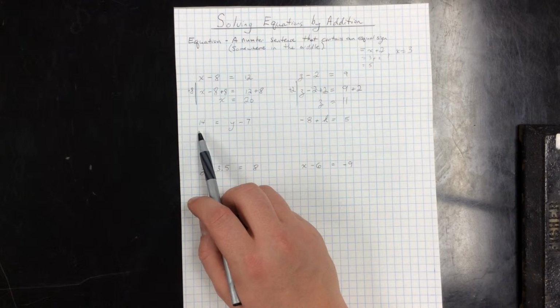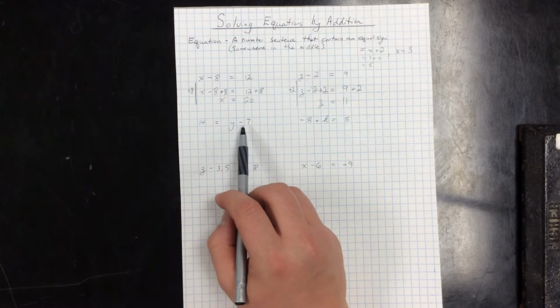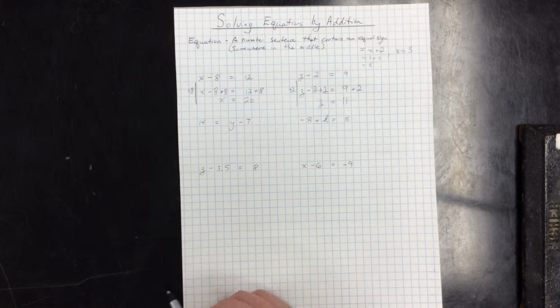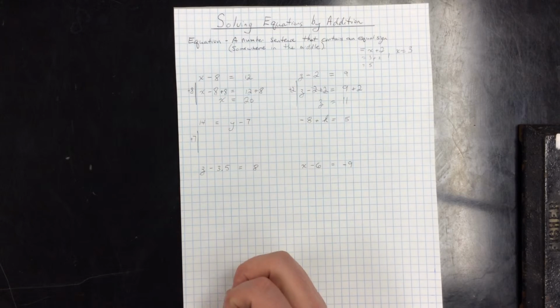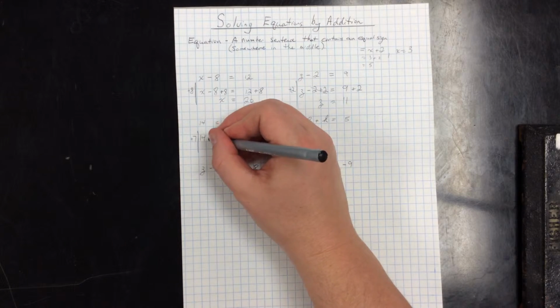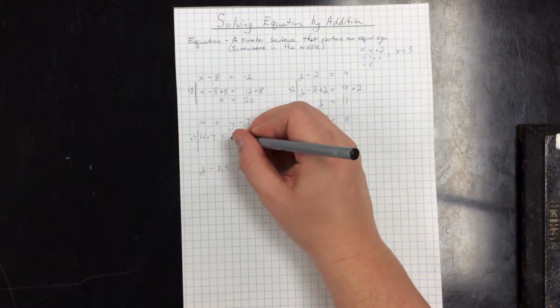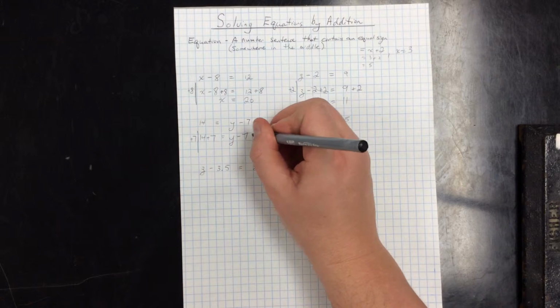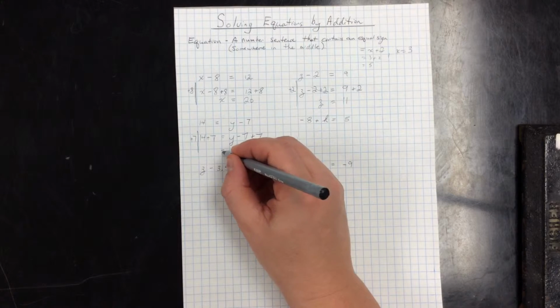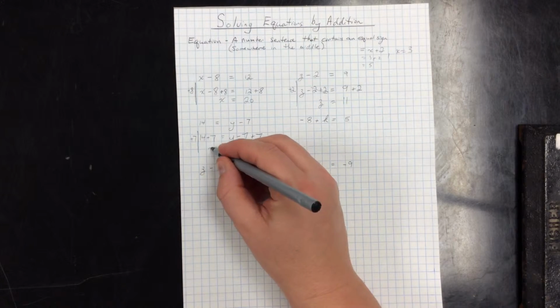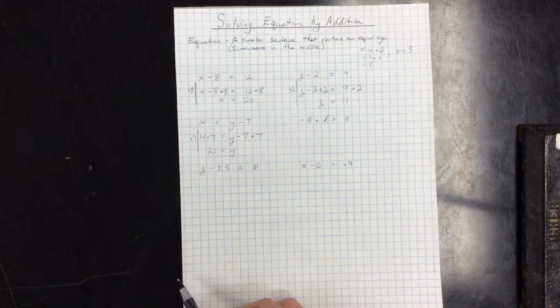Things might be spun around as well. 14 is equal to y minus 7, but I'm going to handle it the same way. I'm still going to add 7 to both sides. So I have 14 plus 7 is equal to y subtract 7 plus 7. These still go to 0. So on this side I'm going to have y. On this side I'm going to have 21. 21 is equal to y.